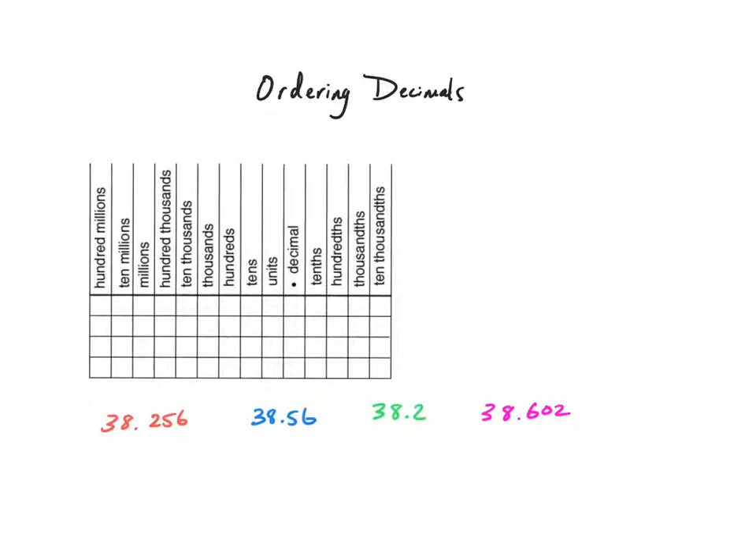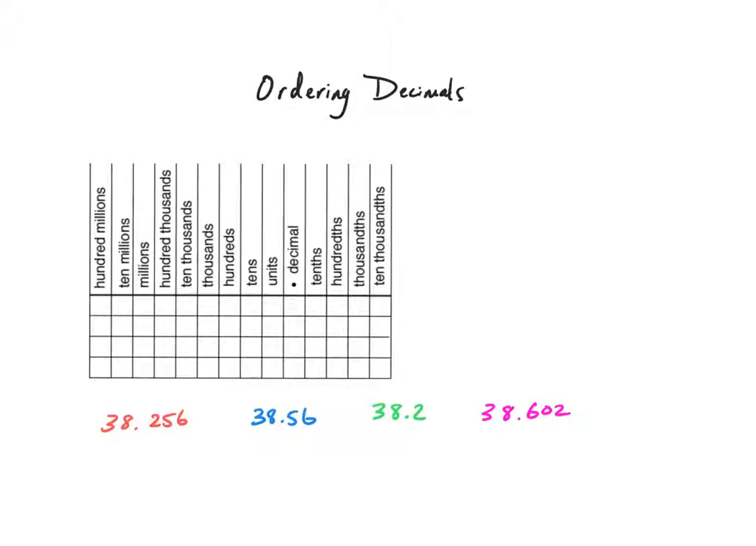In this video, I'm going to show you how to order decimals. So I've got a set of 4 different decimals here written at the bottom of the screen. And the first thing that I want to do is stack all of these decimals up and write them where their digits are in the correct place values.